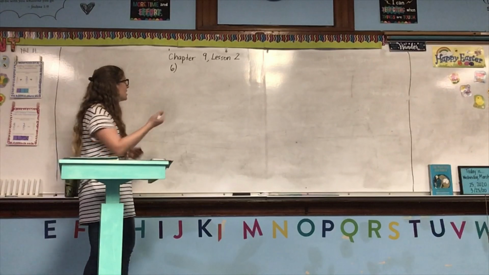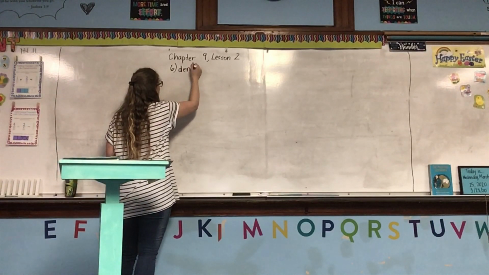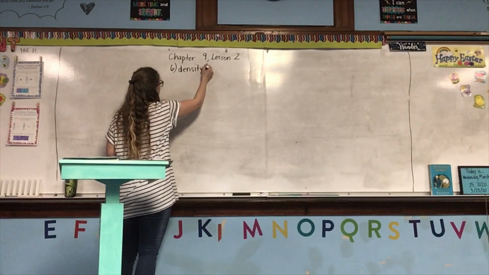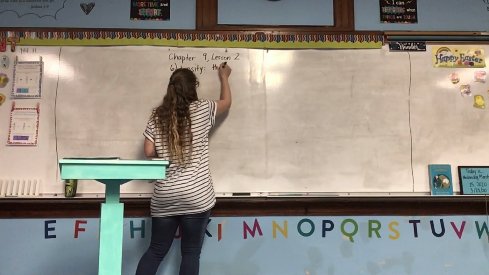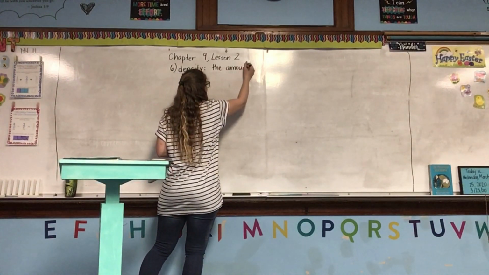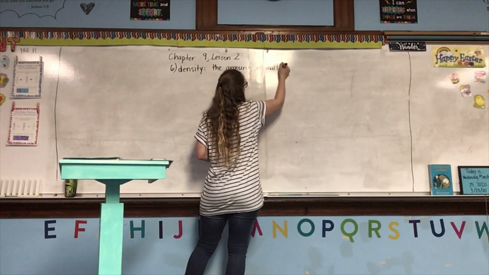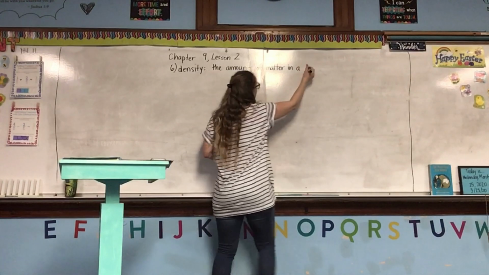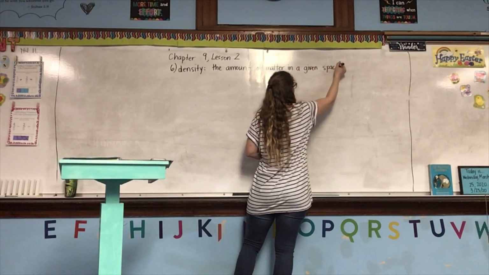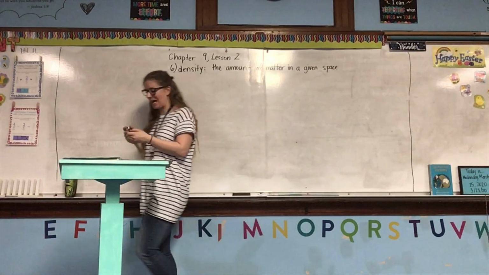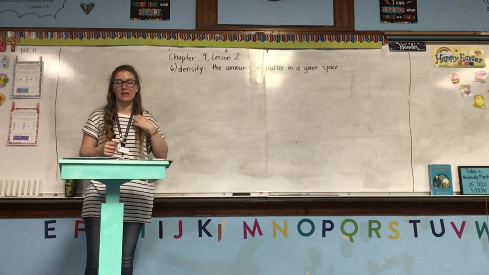So our next word is density. And density is the amount of matter in a given space. So how much matter is inside of that object? Is it heavy? Is it light? That will help you to determine the density.